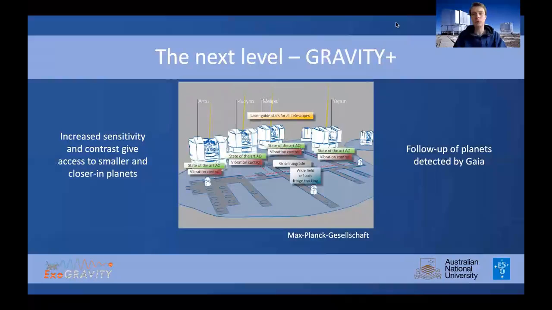The good news is that there is more to come. GRAVITY+ has just been selected by ESO to start a Phase A study in order to become ESO's next VLT facility instrument. An adaptive optics upgrade and vibration control will increase the stability and sensitivity of GRAVITY in order to give access to smaller and closer-in planets, so that with GRAVITY+, we will be able to directly detect many of the planets inferred from Gaia astrometry.